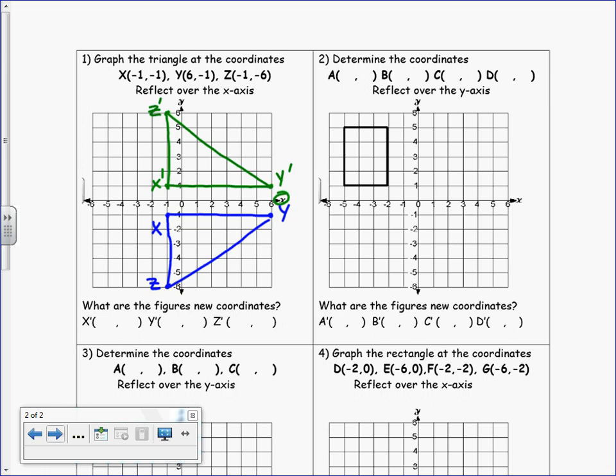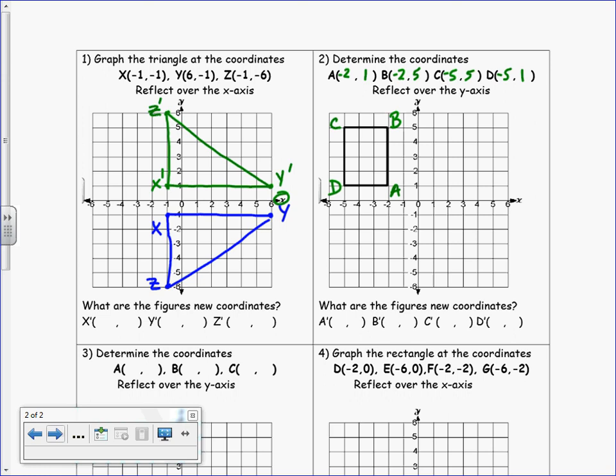All right, so now it says determine the coordinates of A, B, C. Well, let me go ahead and see here. Let's go ahead and label the coordinates first of all. I'll say that this is A, this is B, this is C, and this is D. Okay, so A is at -2, 1. B is at -2, 5. C is at -5, 5. And D is at negative 5, 1.